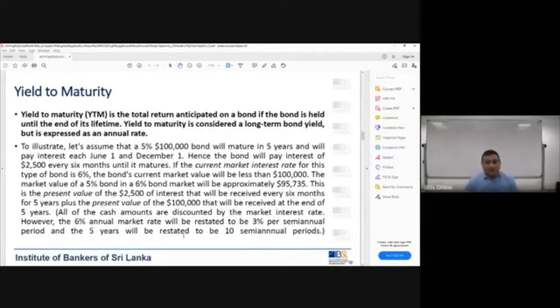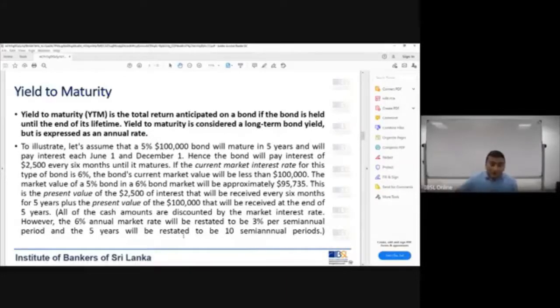Please don't forget this. This is the basic. You have to remember this. You have to understand this. Where if the market interest rates are greater than the coupon of a bond, you will be buying the bond at a price lower than its face value. We call such purchases discounted purchases, discounted price. If the market interest rates are lower than the coupon interest rate, you buy the bond at a price higher than its face value. We call such prices premium prices.